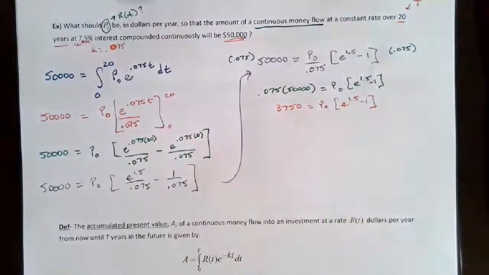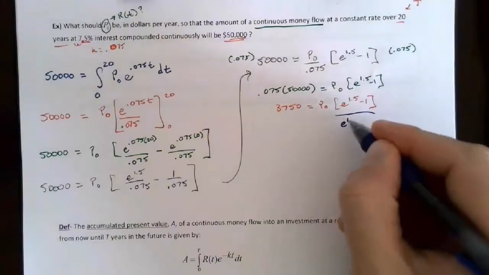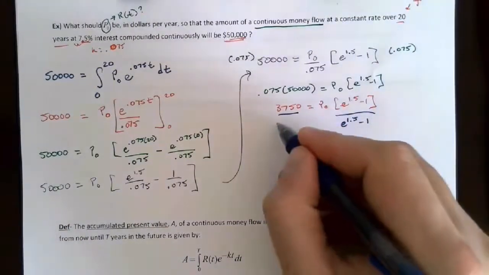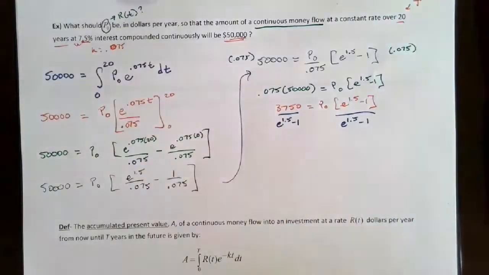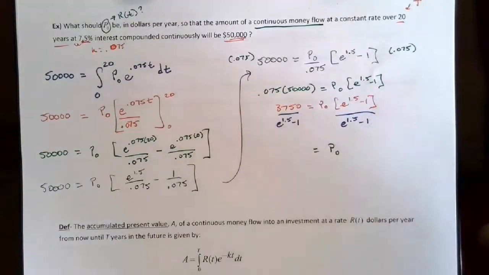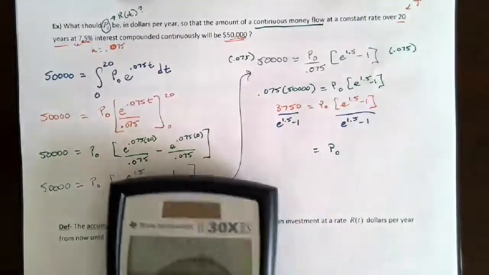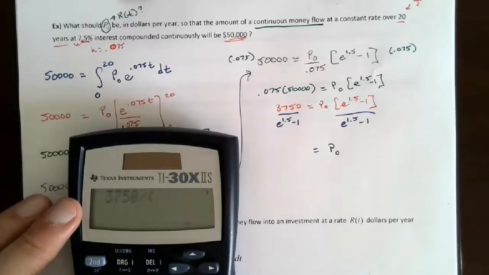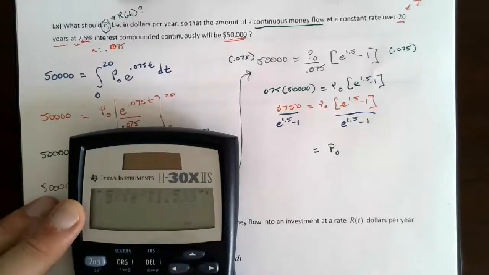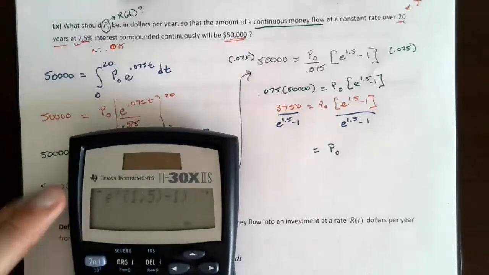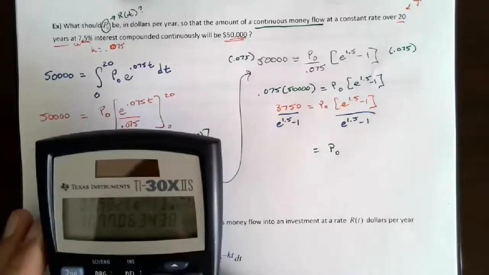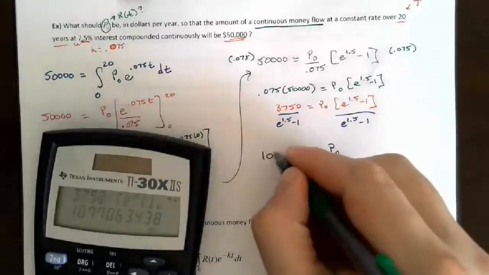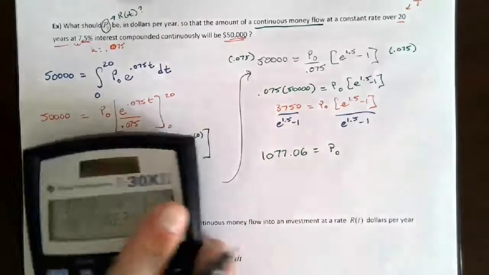And then, like I mentioned, you want to divide by this e to the 1.5 minus 1. I divide by what it is as an exact value. So we're dividing by e to the 1.5 minus 1. So we get P0 equals. Now, when you divide this in your calculator, make sure the denominator is in parentheses. So you have 3750 divided by, and then in parentheses, e to the 1.5 minus 1. Close the parentheses on the 1.5, and then minus 1. Close the parentheses on the whole denominator. I've got 1077.06.